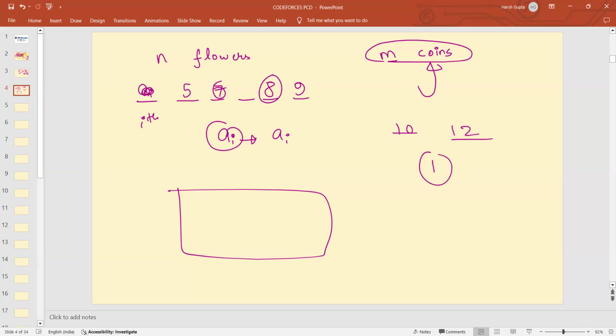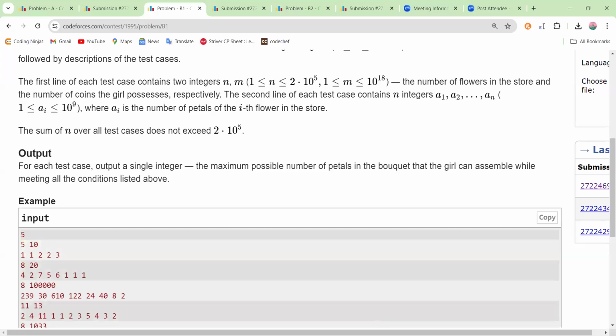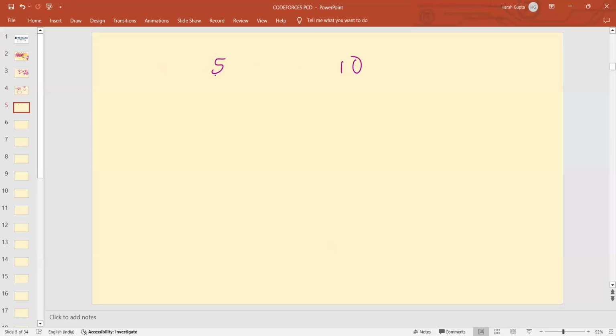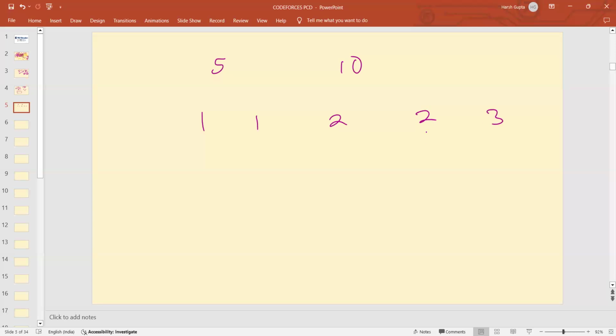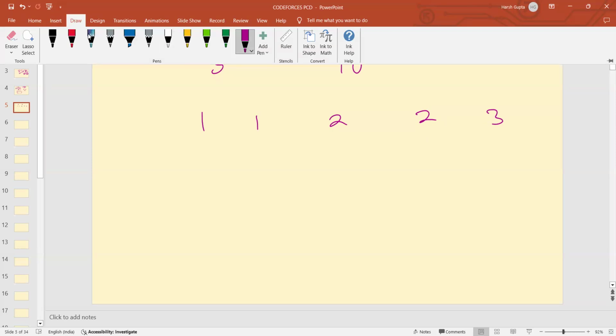So this is the constraint. Let's understand with the help of one test case as well. You have been given this test case: 5, 10. So the number of flowers is 5 and the amount of coins you have is 10, and the numbers of petals of the flowers of each type are 1, 1, 2, 2, 3. Now just tell me, what flowers can you use? What are the options that you have?